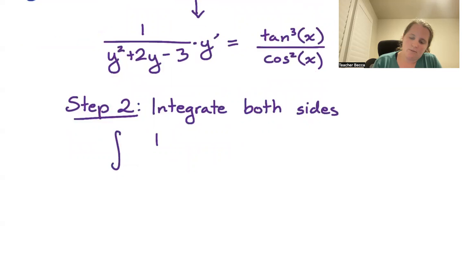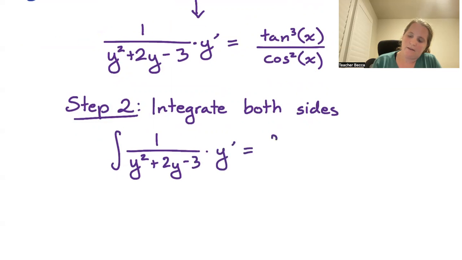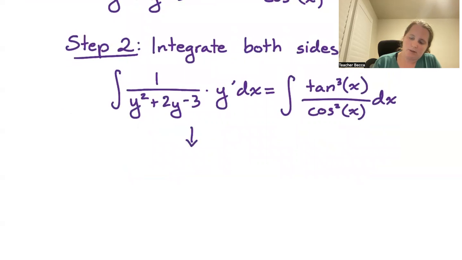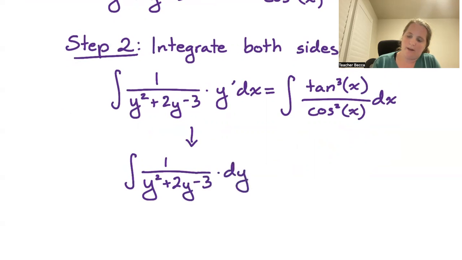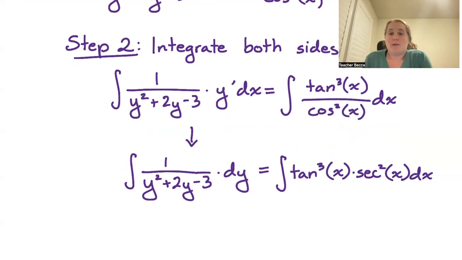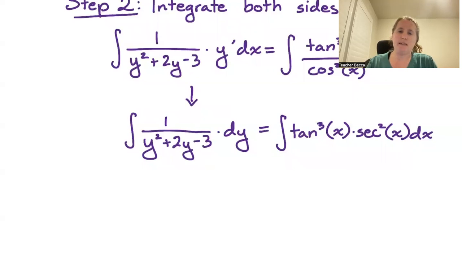So we have the integral of 1 over y squared plus 2y minus 3 times y prime dx is equal to the integral of tangent cubed x over cosine squared x dx. The left-hand side just becomes the integral of 1 over y squared plus 2y minus 3 dy. The right-hand side, we could rewrite as the integral of tangent cubed of x times secant squared of x dx. So I wrote this problem to be a bit of review of our old integration techniques.